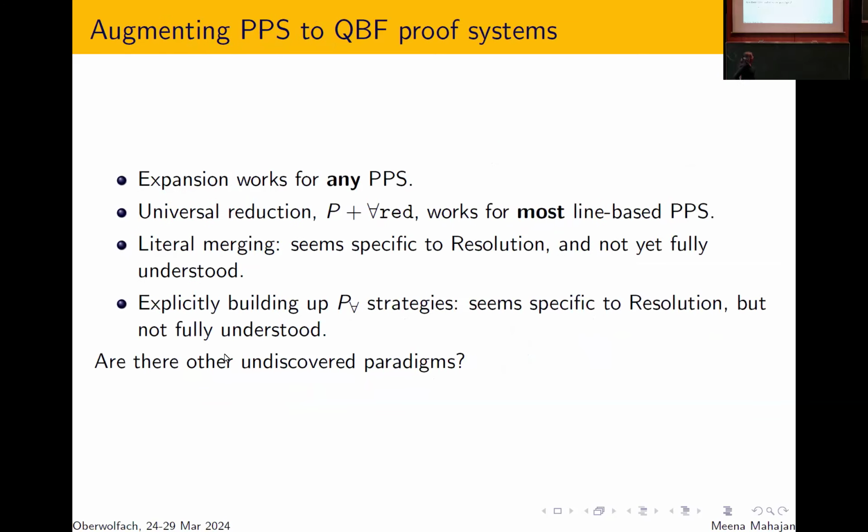Okay, so augmenting propositional systems to QBF, we can do expansion, we can do universal reduction, we can do merging, we can build up strategies. Universal reduction in particular is one of the most well-studied methods here. It works for almost all line-based proof systems. Take any line-based propositional proof system which is sound and complete, add the universal reduction rule, you have a system which is sound and complete for QBF. So this is a very mechanical recipe for producing QBF proof systems.